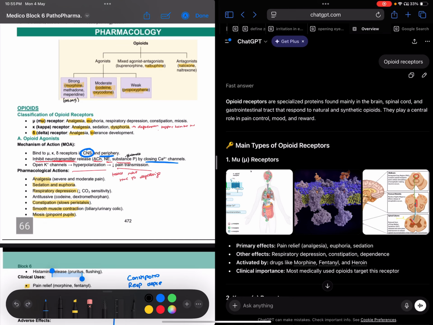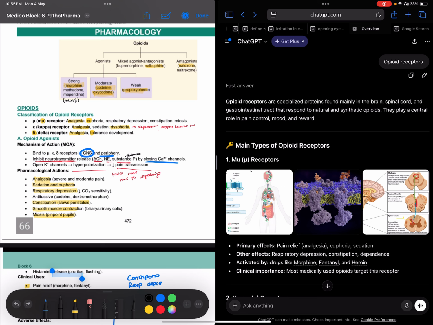Hi everyone, today we're discussing a very important pharmacological topic called opioids. Now, what exactly are opioids? Opioids are drugs that are basically used in analgesia. What's analgesia? Analgesia is basically when a person gets relieved of pain without losing consciousness.